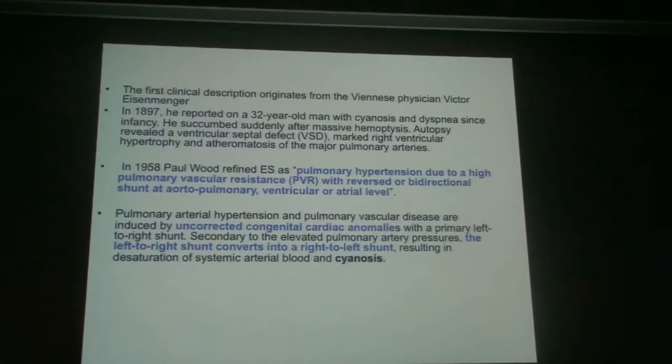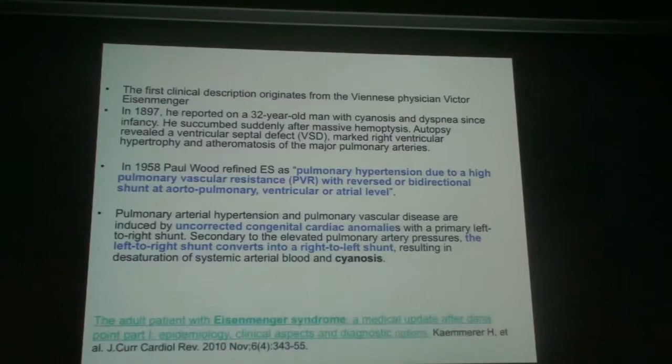And initially, the patient had a left to right shunt because the pressure is higher in the left heart cavities, but with time, the vascular resistance increases in the pulmonary circulation, and then finally, due to the development of the pulmonary hypertension, they reverse their shunt, and so they have cyanosis. Okay? And if you want to know more about the Eisenmenger syndrome, you can read this paper.